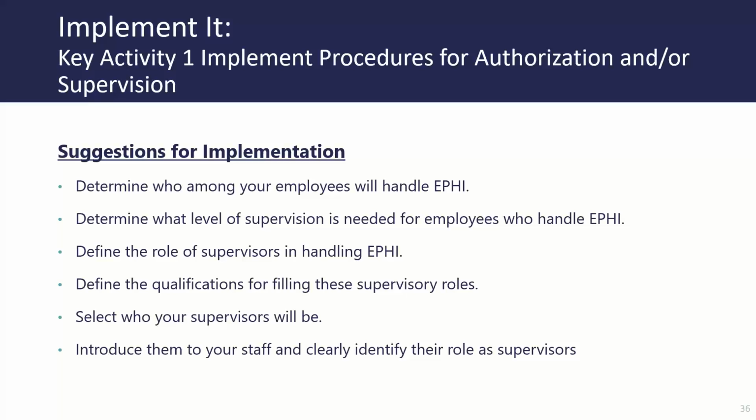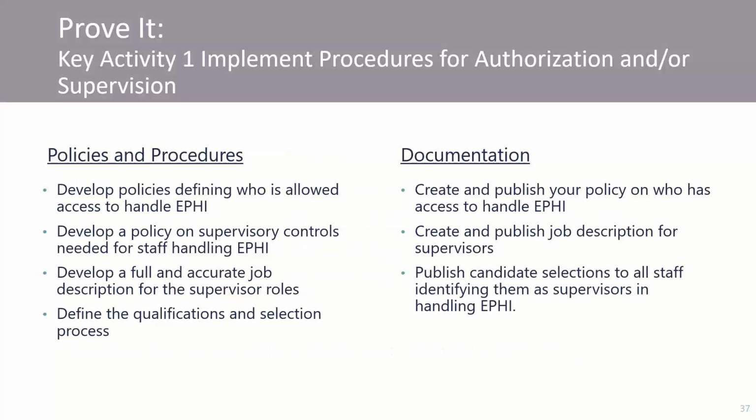So when we're looking at the authorization for use of the system, look at who's going to get that EPHI, and what supervision is required if they do get that information. Define the roles of the supervisor in handling the EPHI. Define the qualifications for filling those supervisory roles. Select who your supervisors will be, and then make sure that they are introduced to the staff. And I have to say here too, the privacy and security officer should be very visible, and all staff members should be aware of who they are in case there's an issue.